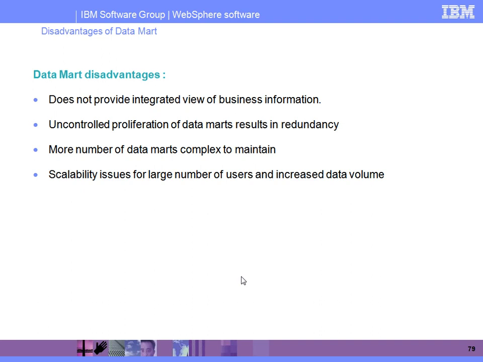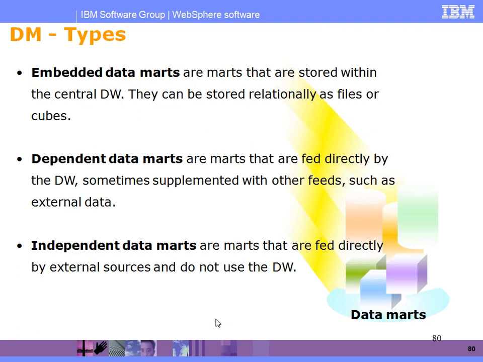And sometimes there are scalability issues. Scalability issues in the sense that if a large number of users access the same data mart, the performance of the data mart will reduce. But these are common disadvantages only. Along with the disadvantages, we have more advantages. That is the reason most products, when implementing either a top-down approach or a bottom-up approach, will have data marts also.